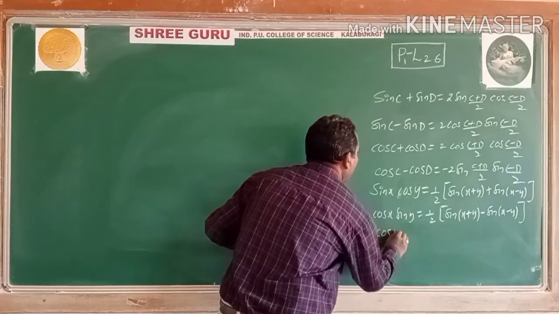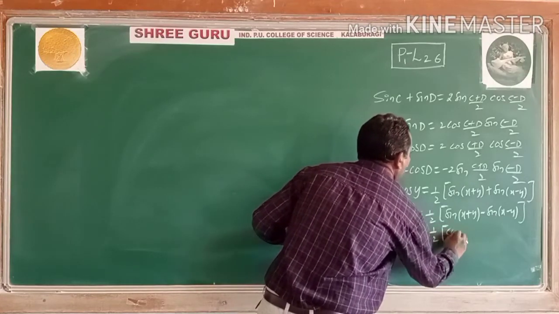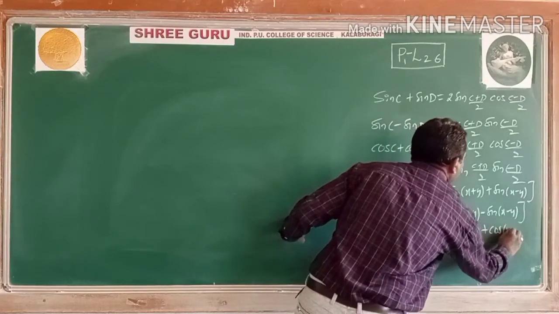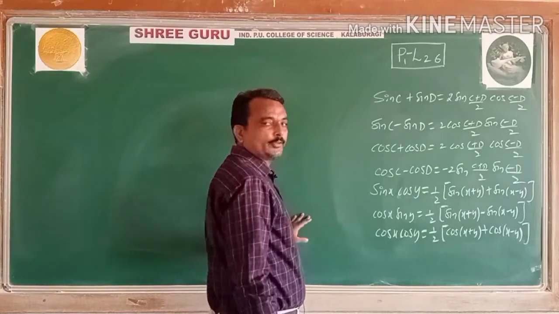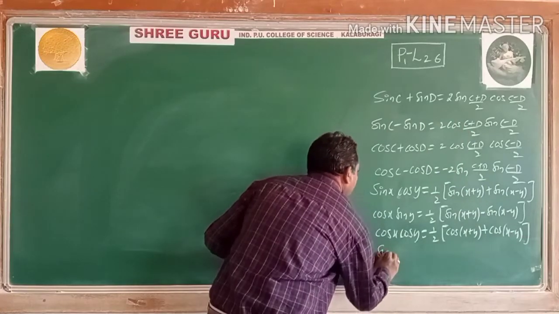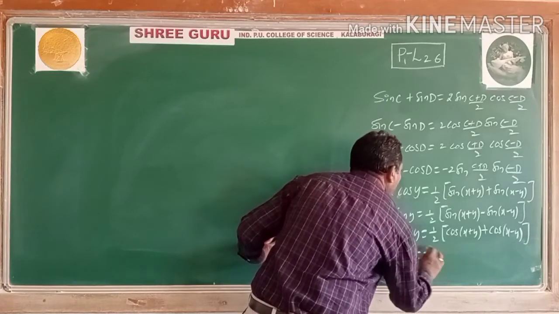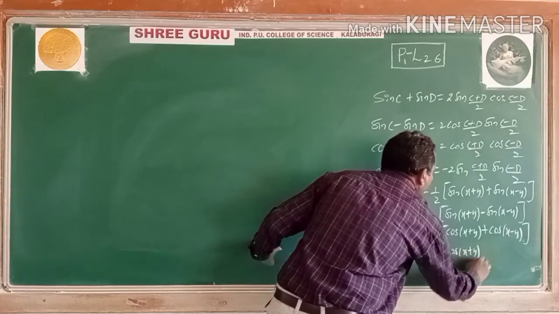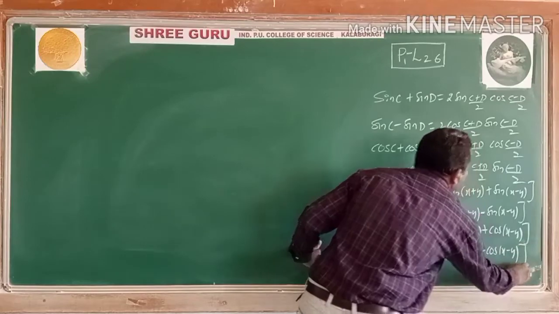Cos x into cos y is 1/2 into cos of x plus y plus cos of x minus y. Sin x into sin y is minus 1/2 into cos of x plus y minus cos of x minus y.